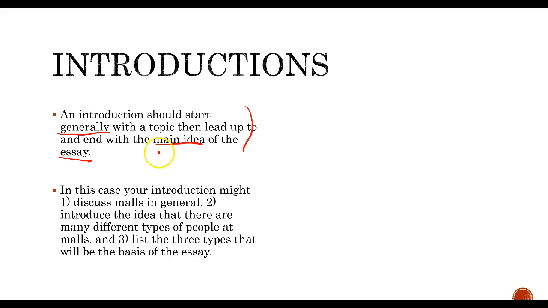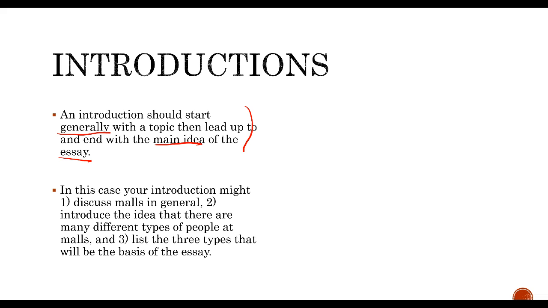With this particular topic, I asked you to describe 3 types of people that you see at malls. In your introduction, you might have talked about malls in general, and then introduced the idea of many types of people at malls, and then talked about the 3 types of people that are the focus of your essay. For instance, you might have said something like, malls have been around for a really long time. They're basically large indoor retail spaces, and as such, many people enjoy going to the malls. Essentially, when you break it down, there are 3 types of people that go to malls: teenagers, older people, and families. Something like that would be a nice introduction.